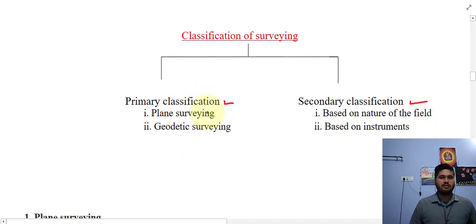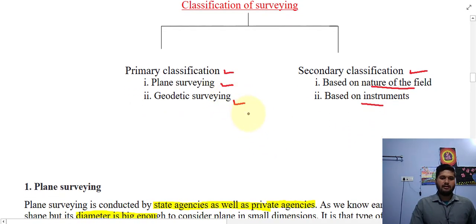Primary classification is subdivided into two parts, plane surveying and geodetic surveying, while secondary classification has two parts, which is based on nature of field and based on instrument. In today's video lecture, we will discuss all these four types of classification in detail. We will go with plane surveying first.